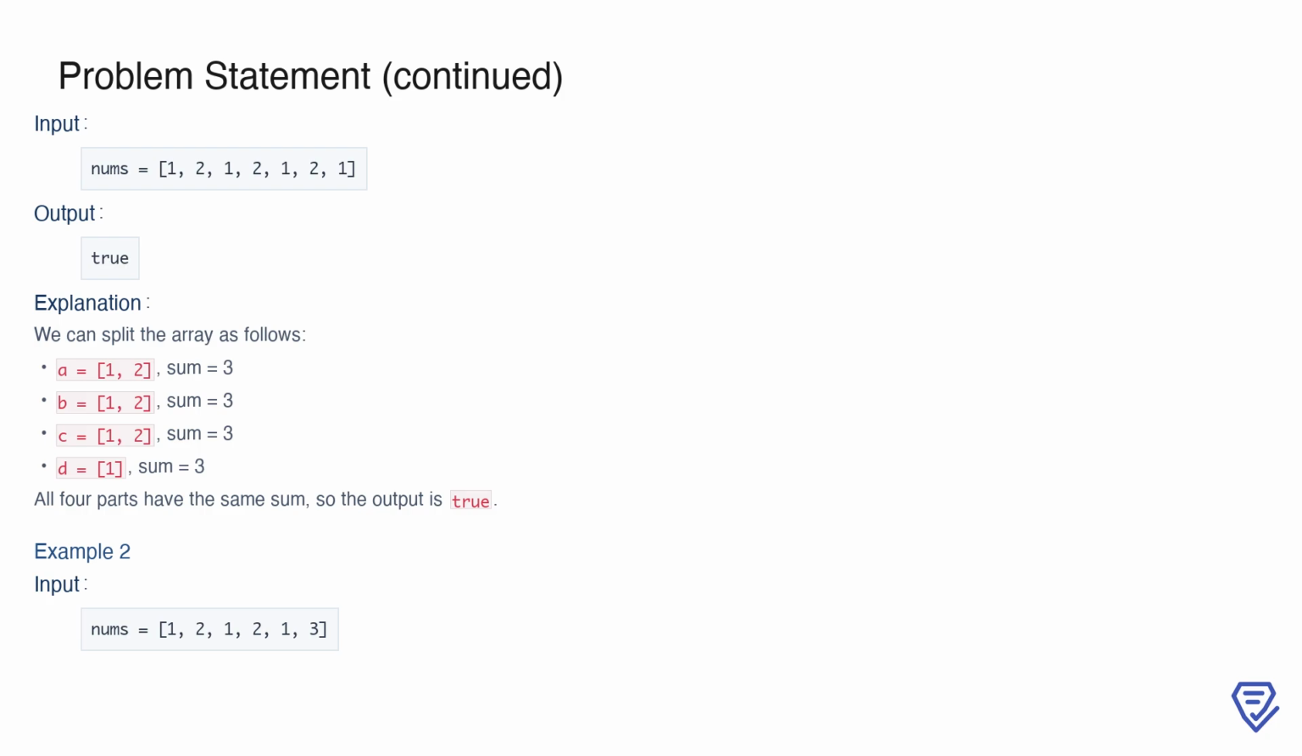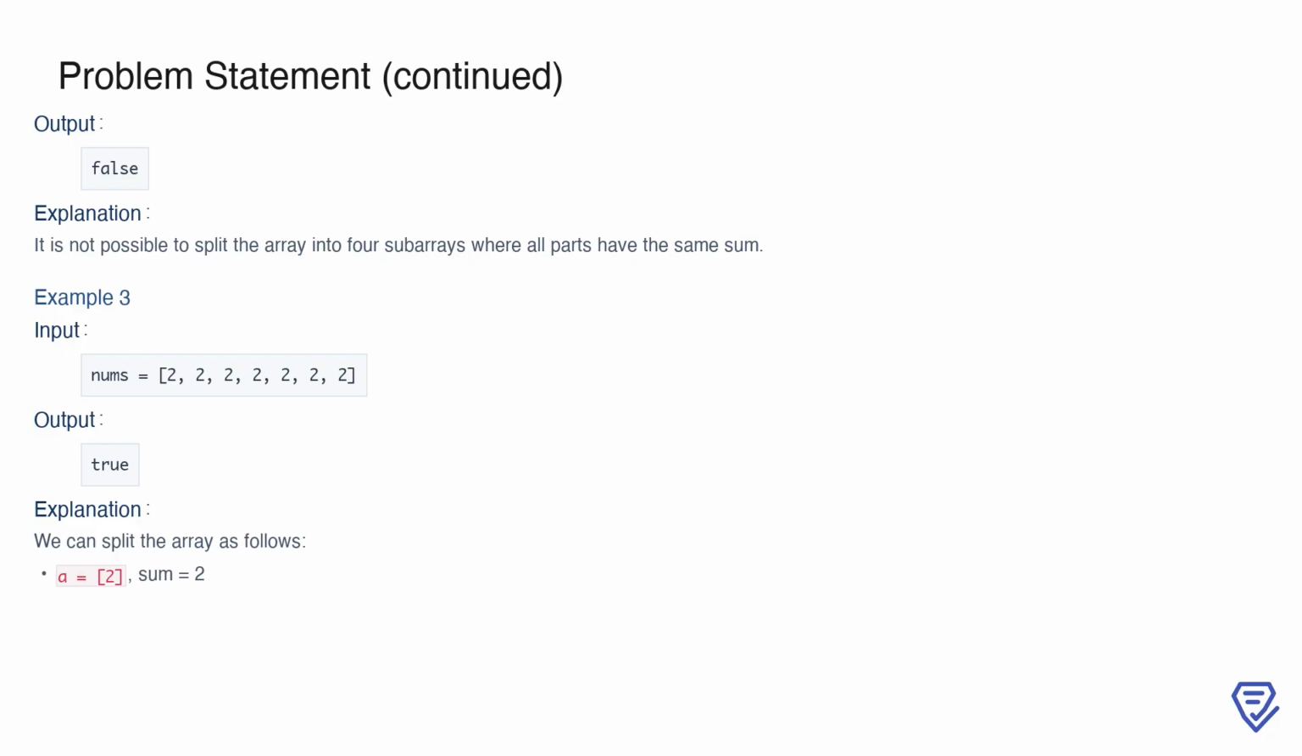If the input array is 1, 2, 1, 2, 1, 2, 1, the output should be true. Here's why: we can split this array into four subarrays where each part has the same sum. Specifically, we can have A as 1, 2, with a sum of 3, B as 1, 2, also with a sum of 3, C as 1, 2, again with a sum of 3, and D as 1, which also sums to 3. Since all four parts have an equal sum, the output is true.